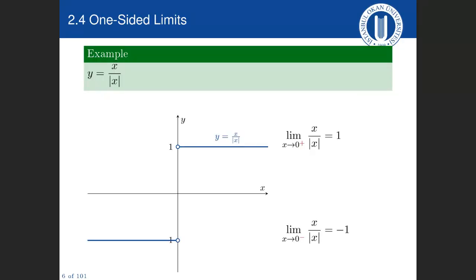So for example, think about the function y is equal to x divided by the absolute value of x. If x is strictly greater than 0, the function is equal to 1. If x is strictly less than 0, the function is equal to minus 1. For the right-hand limit, we can forget all about the left part. We're only looking on the right of 0. How does the function behave? The function is always equal to 1. So the limit as x tends to 0 from the right of x divided by the absolute value of x is equal to 1.